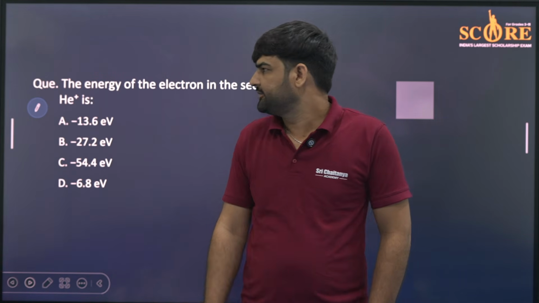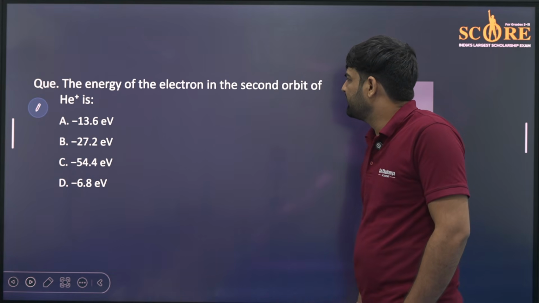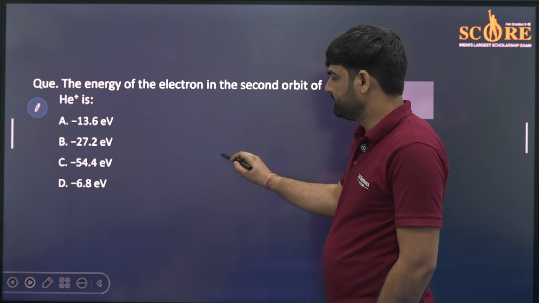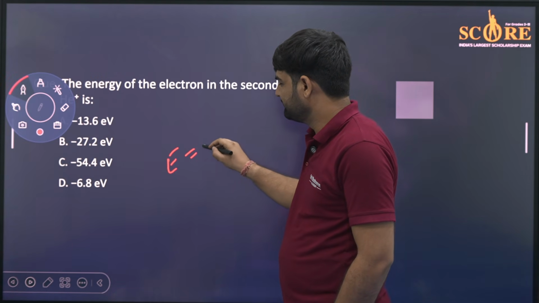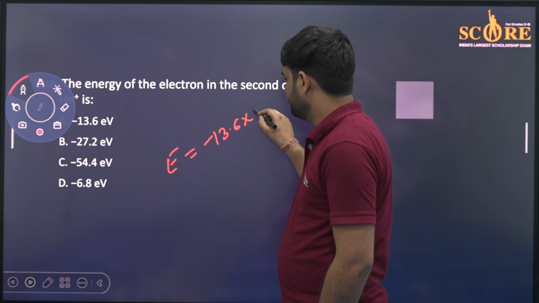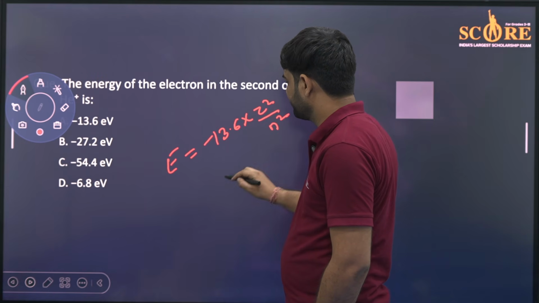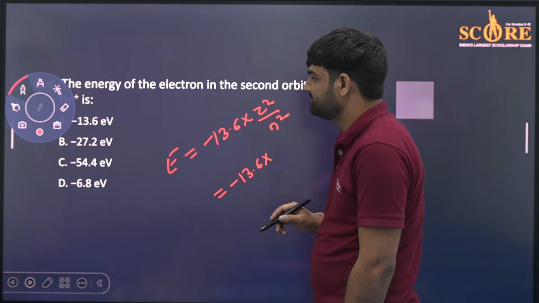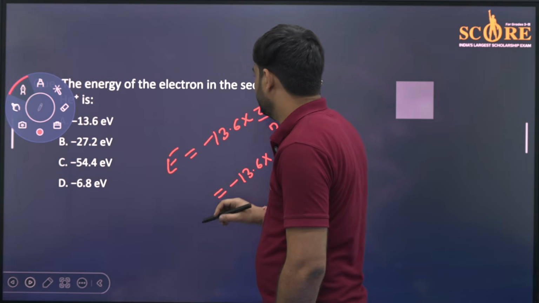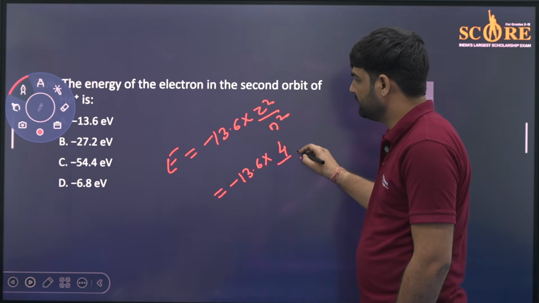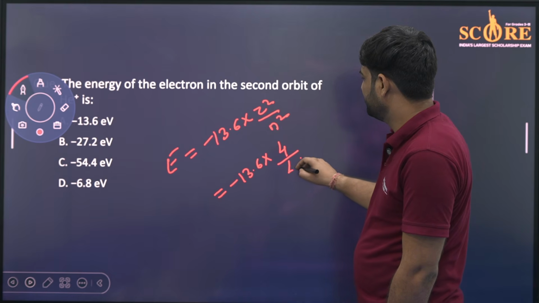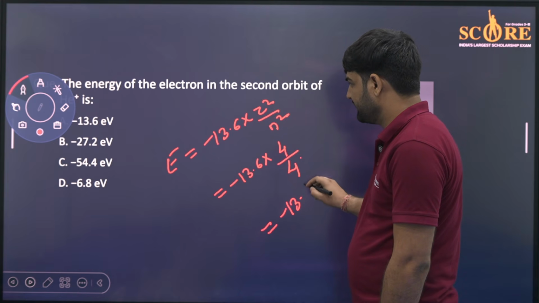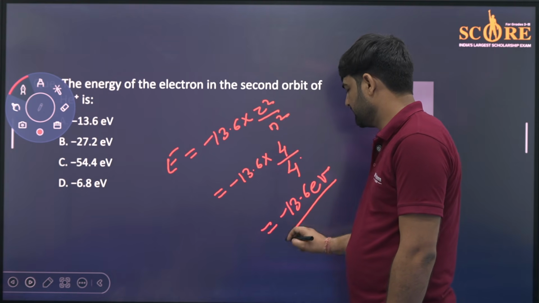Next, Bohr model is only applicable for single electronic species. So next question is, the energy of electron in second orbit of helium plus is. So we know energy formula. Energy equals minus 13.6 Z square divided by n square. For helium Z square will be 4 and second orbit n square will be 4. So your answer will be minus 13.6 electron volt.